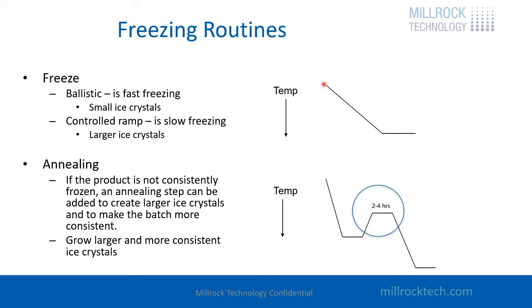If our freezing process is inconsistent or needs improvement, we can always add the annealing step, where we have a ramp rate down to a temperature, hold for a period of time, raise the temperature of the product to, let's say, minus 20, minus 15, hold it for a period of time, and then freeze it again before we go into primary drying. This is going to grow larger ice crystals, and it's going to make them more consistent.